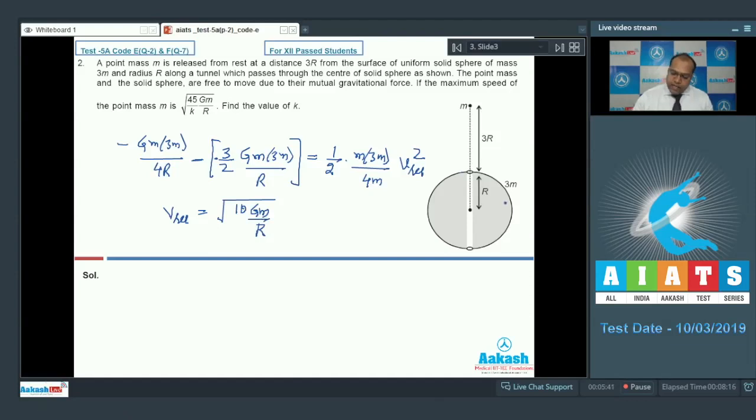Suppose at the instant when the particle reaches the center, its velocity is v in this direction, then 3m will be moving in the upward direction with a velocity v by 3. So the v relative can be written as v minus of minus v by 3, so plus v by 3, so it is equal to 4v by 3. So from here the value of v comes out to be under root 45 by 8 G m by r. So on comparison, the value of k comes out to be 8. So the correct answer for question number 2 is 8. Let's move to question number 3.